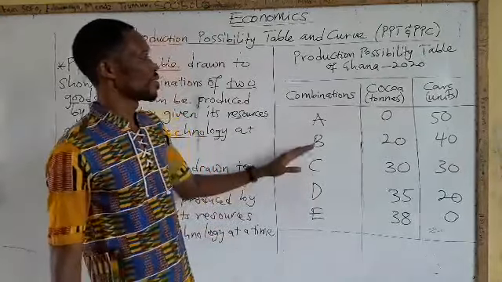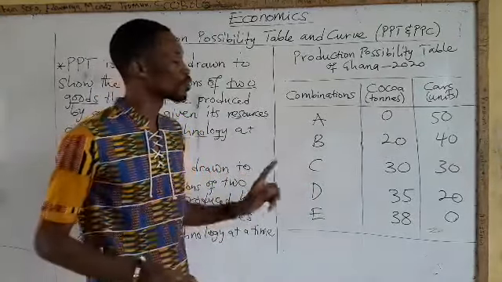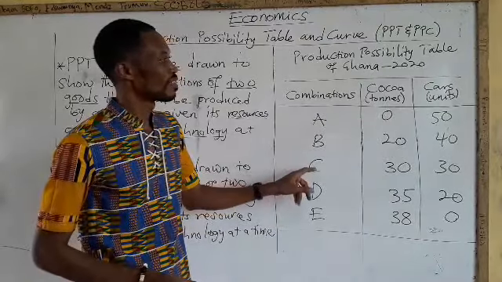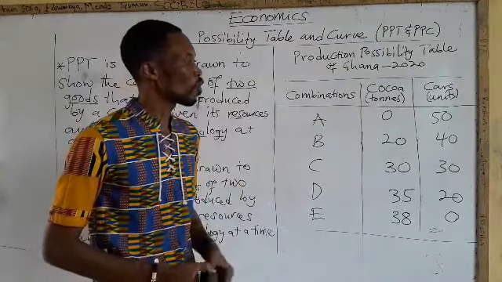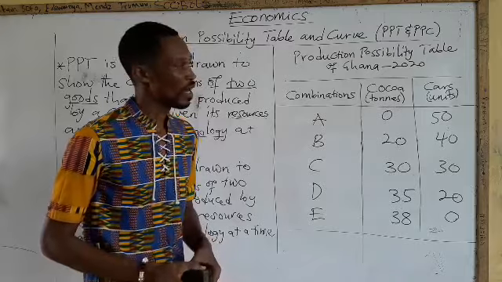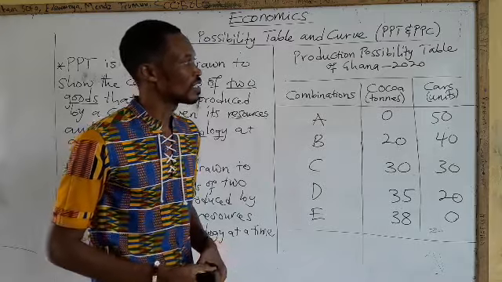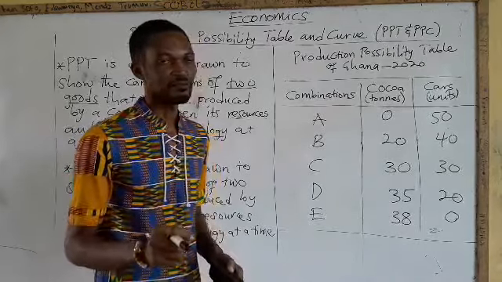What about choice B? If the country chooses to produce at B, the country will have 20 tons of the cocoa and then 40 units of the cars.